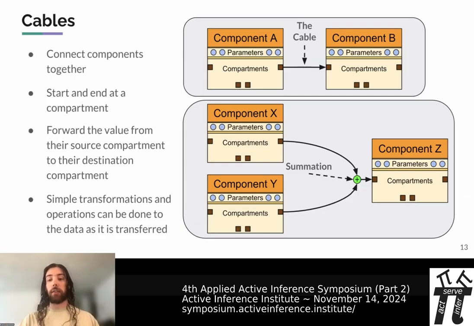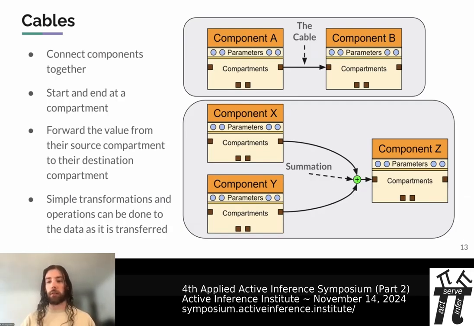The idea is that data will flow from the output compartment of component A and get copied into the input compartment of component B. This is basically how we get data to move from one component to the other without necessarily having it know where it comes from.